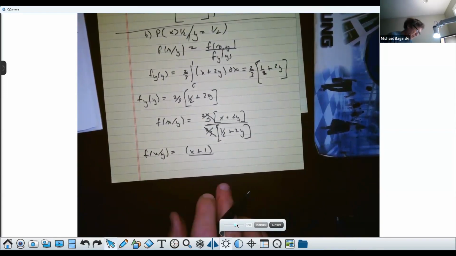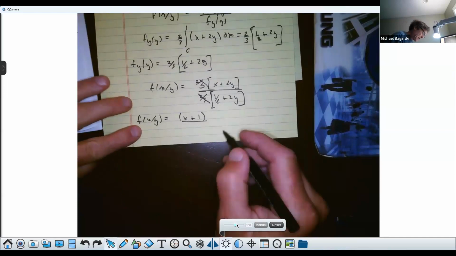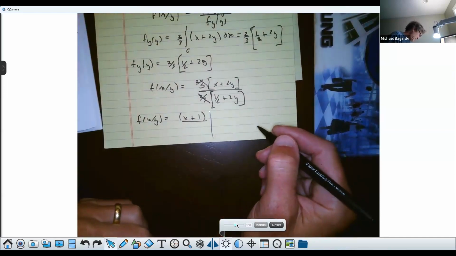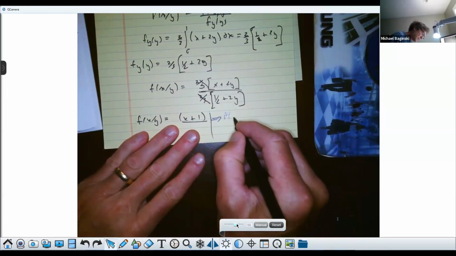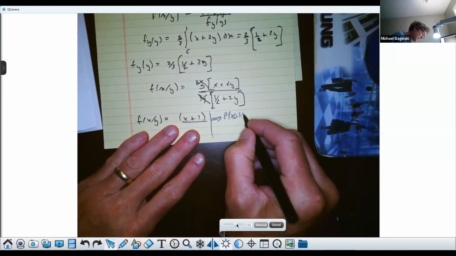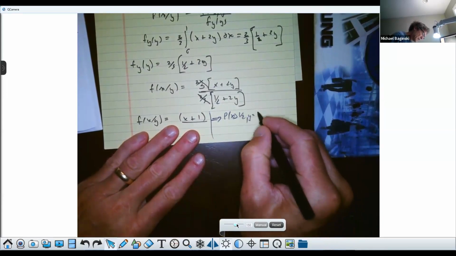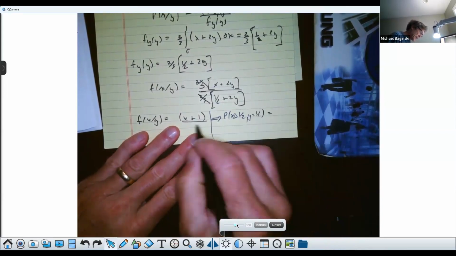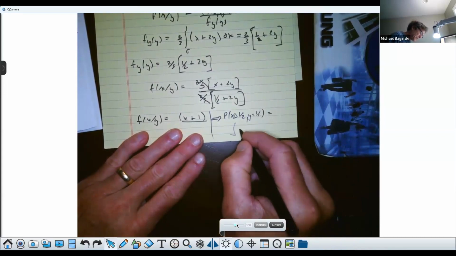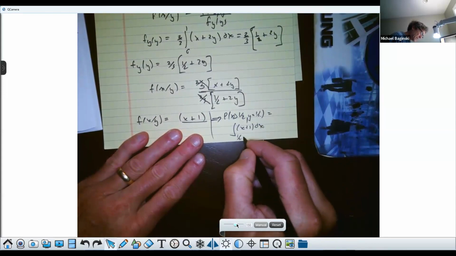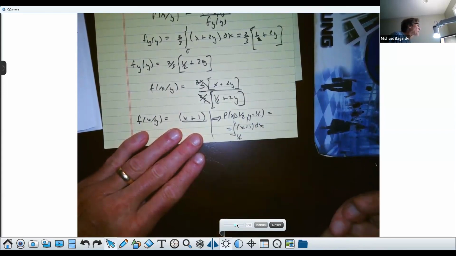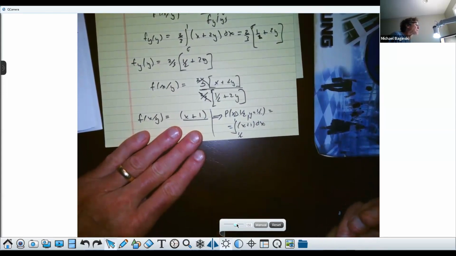The next thing I'm going to do is, since that's the density function, they want to know the conditional probability x is greater than 1/2. So to do that, if we want the probability of x greater than 1/2, given y equals 1/2, that's simply going to integrate this. So it's the integral of x plus 1 dx, and it's from 1/2 to 1. Does everybody agree with this, by the way? It's a plug and chug.